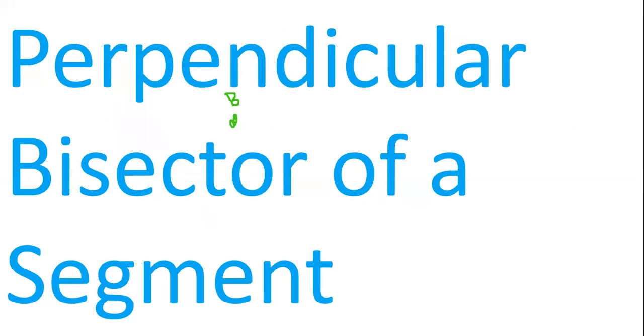Now, the second thing we are going to learn in this lesson is the perpendicular bisector of a segment. We have seen that we can draw a bisector of an angle, but the perpendicular bisector, we draw it for a segment. We all know what's a segment. A segment is a line having a known length. It has a beginning point and an ending point. This is the definition of the segment.